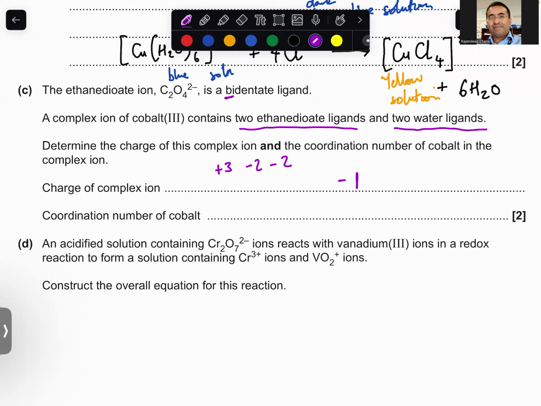What is the coordination number of cobalt? You see, you've got 2 ethane dioate ligands. So each of them have formed 2 coordinate bonds. So you've got 2 times 2 here, and you've got 2 water ligands. Water is a monodentate ligand. It only forms 1 coordinate bond each. So 4 + 2 gives you 6.